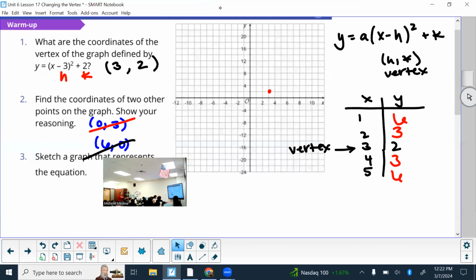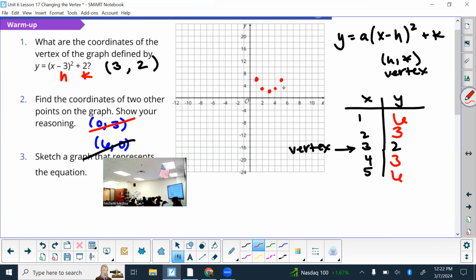Okay, so now you can plot those to make that nice U shape. So 1, 6 would be here. 2, 3 would be there. 4, 3 would be there. And 5, 6 would be there. So if you're picking them based off of your vertex, then you should see them start to parallel each other. And then you can make your nice U shape.